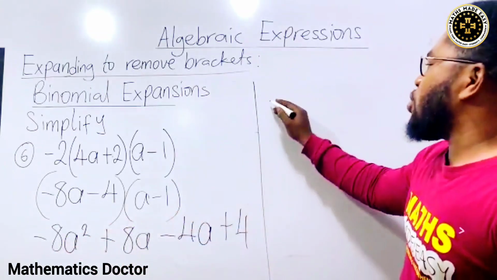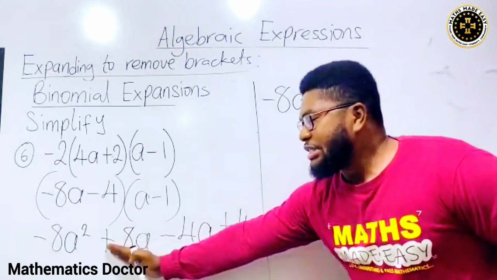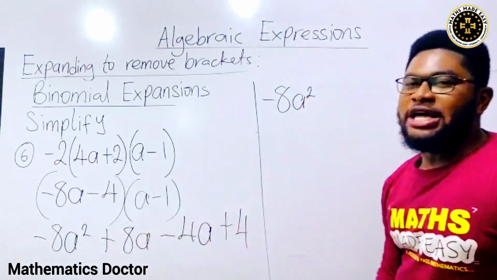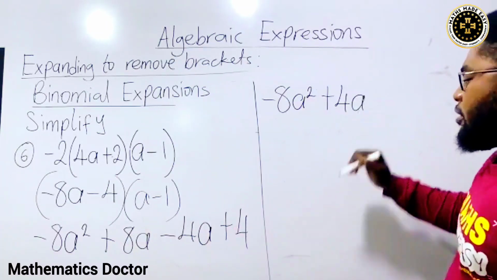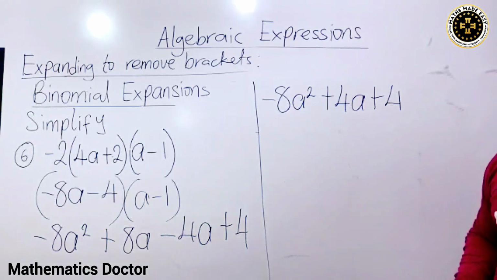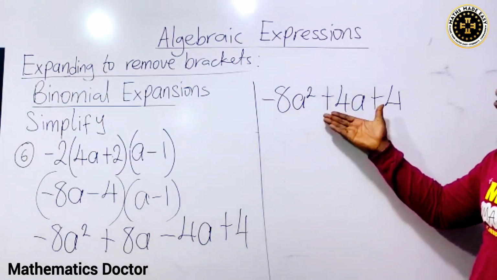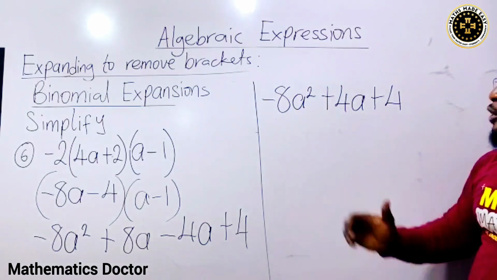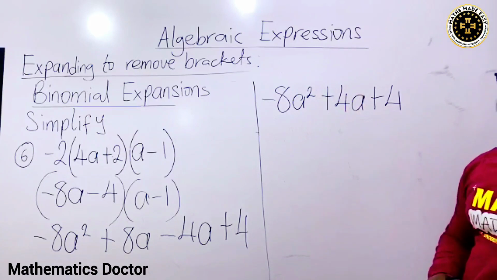Minus 8a squared. Then positive 8a minus 4a will give us 4a. That is positive 4a. And finally, plus 4. Now, since this expression has no like terms, we can now leave our final answer in the form minus 8a squared plus 4a plus 4.